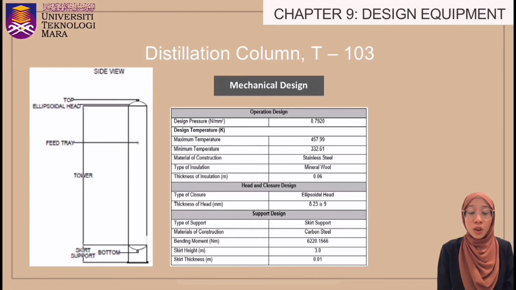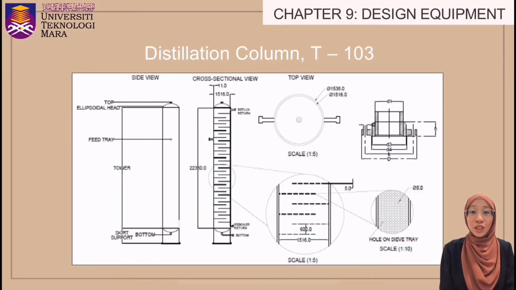Ellipsoidal head with a thickness of 9 mm is used, and skirt support with carbon steel material is chosen due to low cost, readily available, and high strength compared to other materials. This is an AutoCAD design for T103 according to the calculation from chemical and mechanical design.